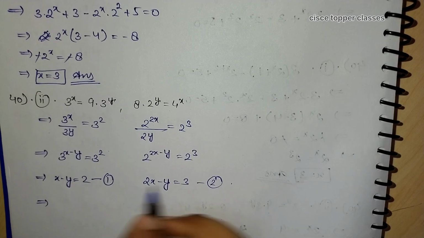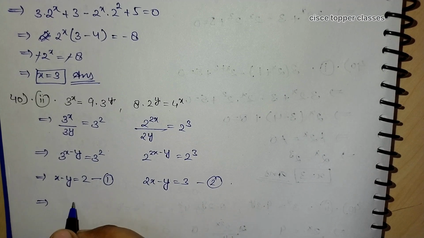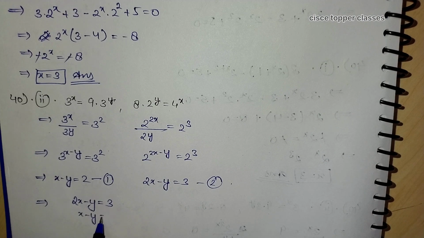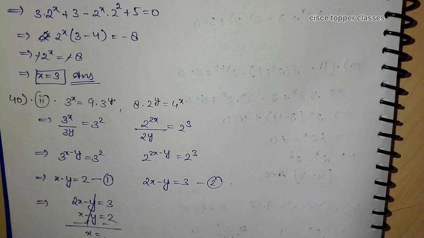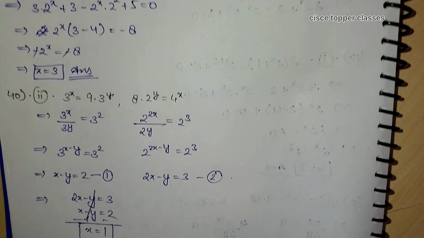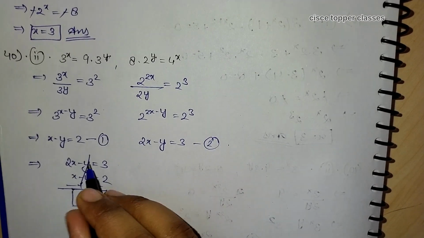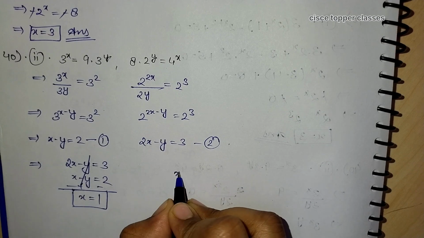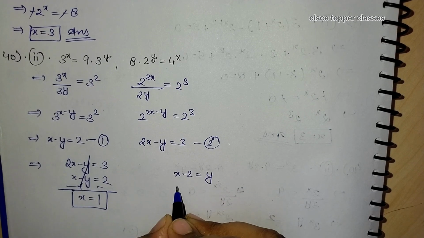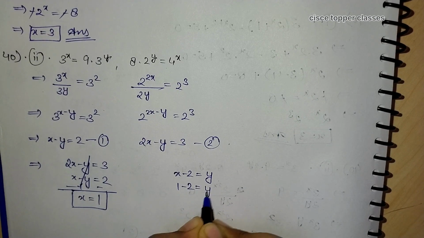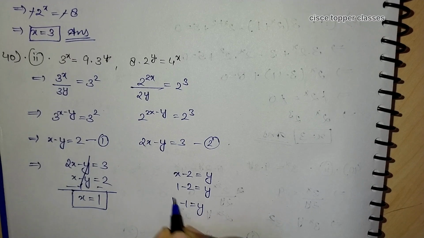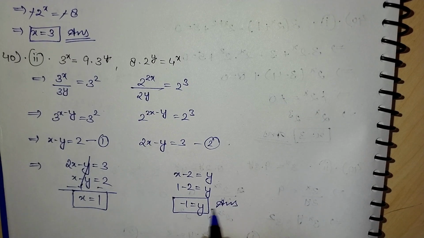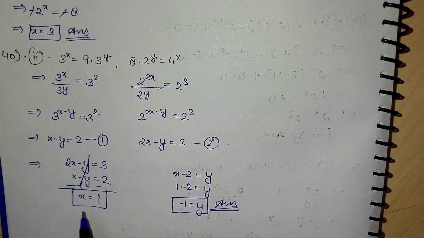Now simply we will subtract these equations to find the value of x and y. 2x minus y equal to 3 and x minus y equal to 2, we will subtract here. So this will be cancelled out and here we will get x as 1. So this is the value of x. On putting in the first equation we can find the value of y also. So it will be x minus 2 equal to y. 1 minus 2 equal to y, means minus 1 is equal to y, is the final answer in the 42nd part. So this is the value of x and y here.